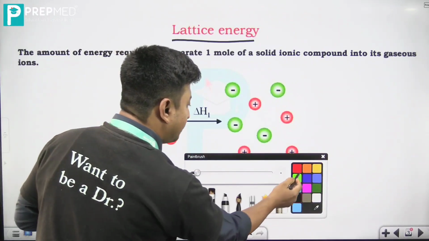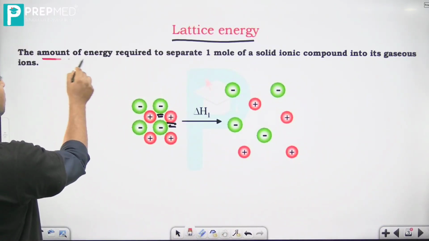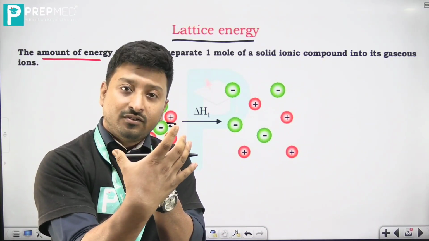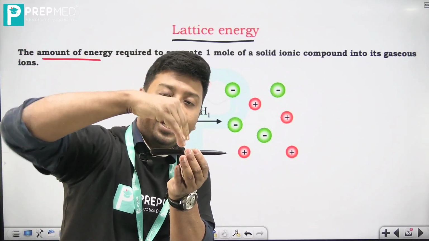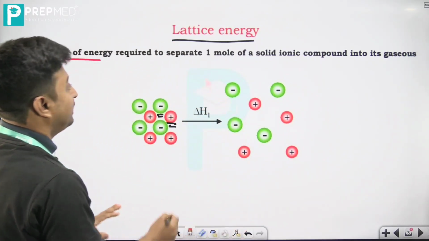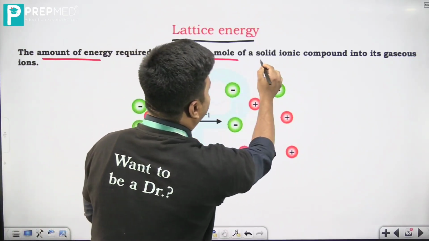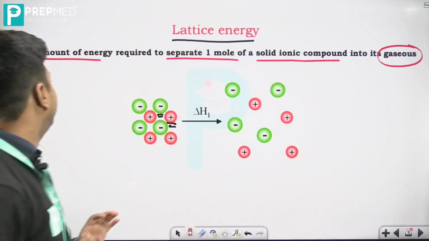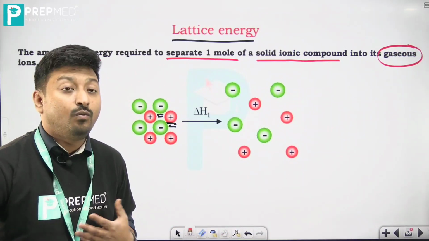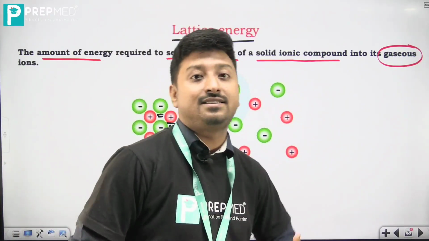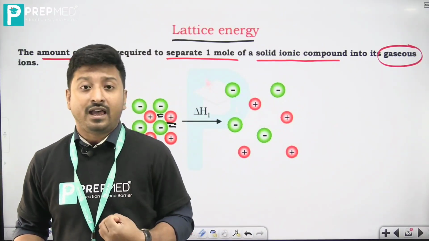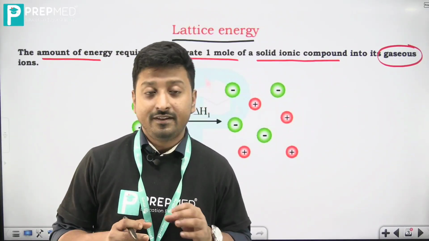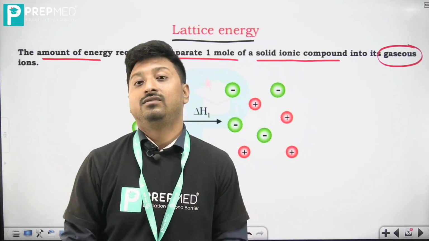So, in order to summarize, the lattice energy is the amount of energy required, let's say there is an electrostatic bond connecting a cation and an anion, and we are providing energy in order to break this bond, to separate 1 mole of a solid ionic compound into its gaseous ions. Now why gaseous? Because we know that in the gaseous state there is very little attractive force between the ions or any particles, and it is very easy to separate them.